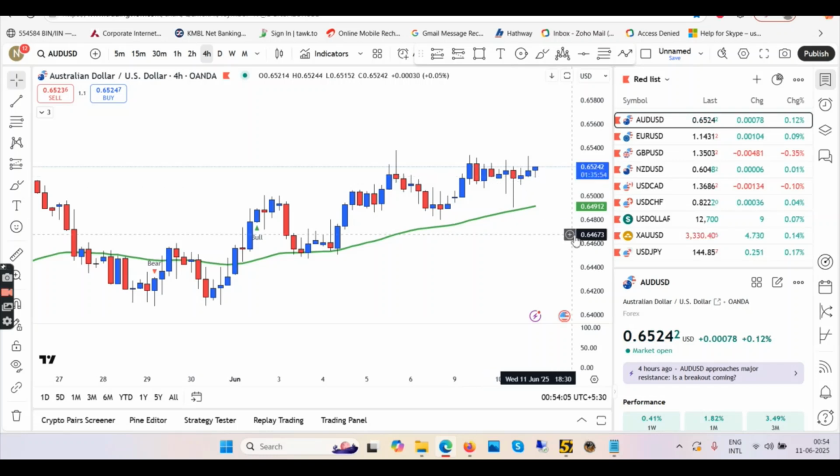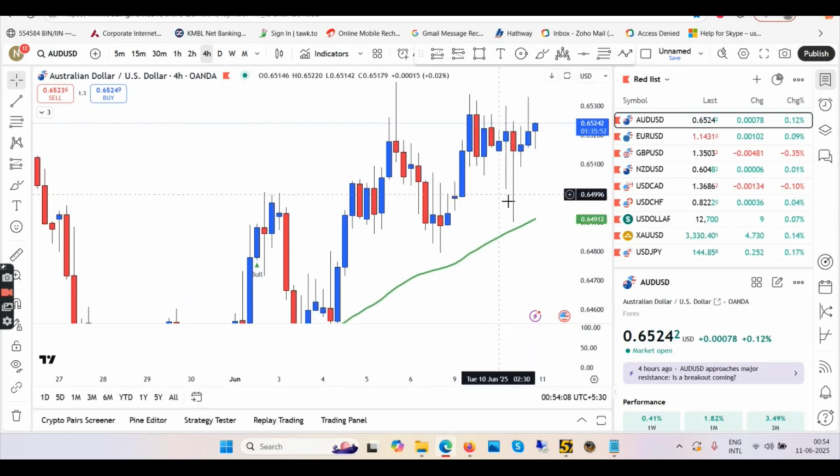But this is your entry because, as you see here, you had a long wick with the rejection and then a blue candle. This was your entry, and at bare minimum you will take this profit, or maybe you will continue going up.